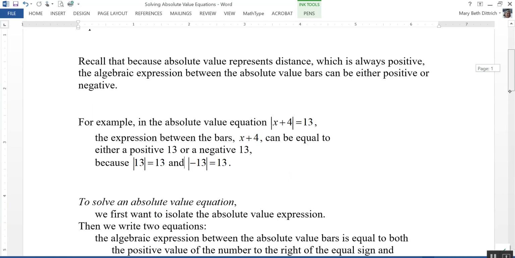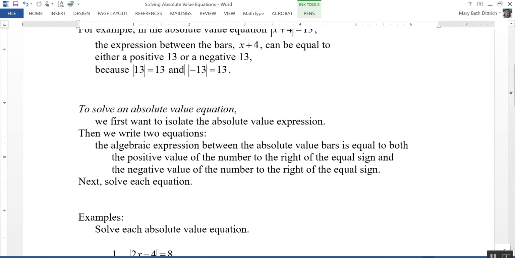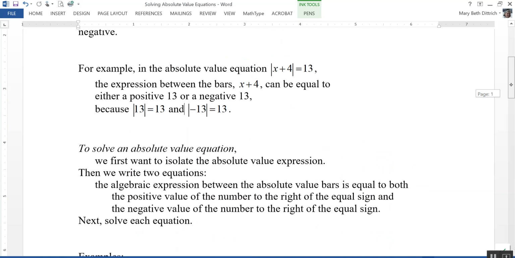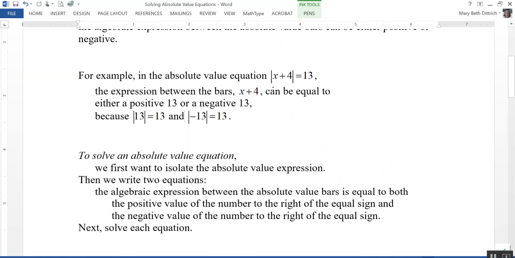So for example, in the equation the absolute value of x plus 4 equals 13, the expression between the bars, x plus 4, can be equal to either a positive 13 or it can be equal to a negative 13, because the absolute value of 13 equals 13 and the absolute value of negative 13 also equals 13.